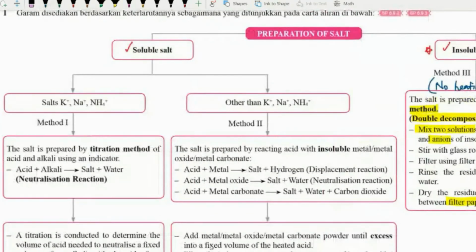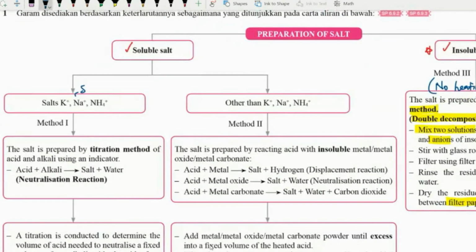Now for the soluble salt. This one is the salt of SPA, and this one is the non-SPA. For SPA method 1, use the titration method, acid with alkali, to produce salt and water. So actually, this is the titration method. Use the burette.